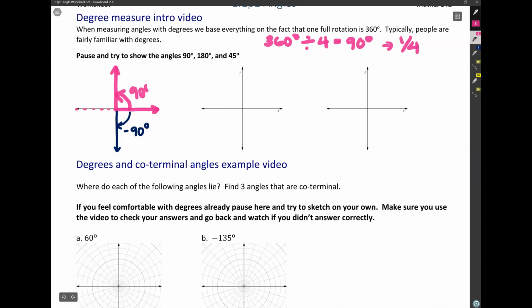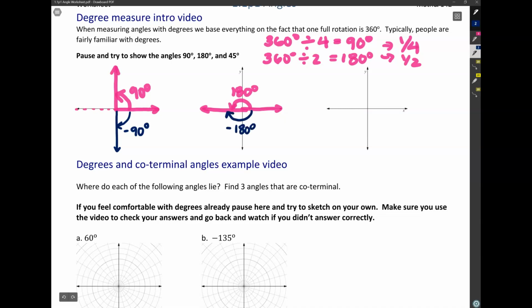and 90 degrees. Okay, for 180 degrees, I kind of already said that one, 360 divided by 2 is going to give us our 180, so it's halfway around the circle. So if we're starting from the positive x-axis and we rotate half of a full revolution, we're going to hit the negative x-axis. That's a positive 180 degrees. And again, if you were asked to, you could do negative 180 degrees.